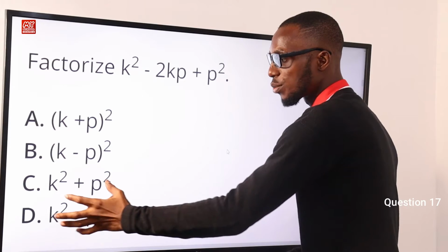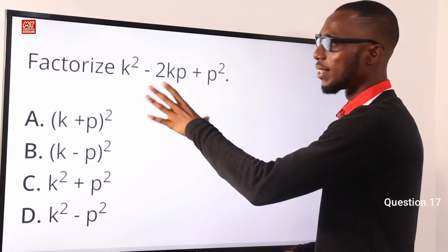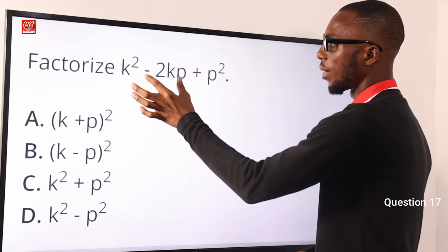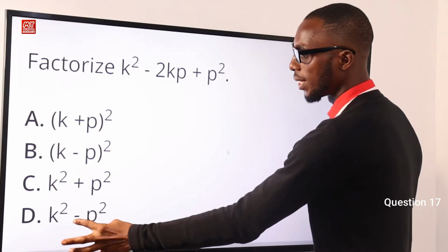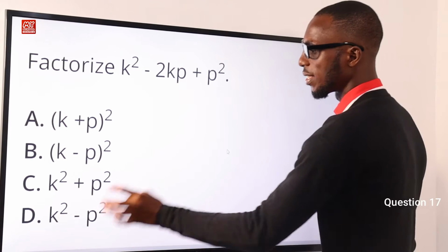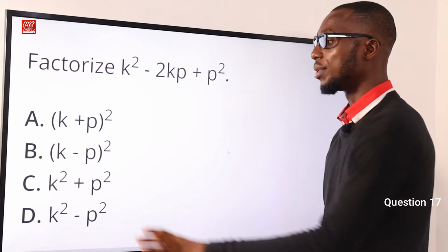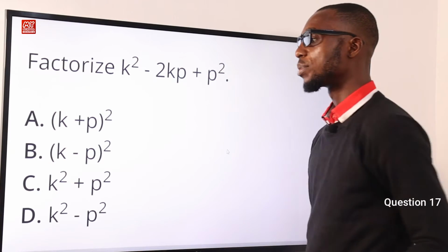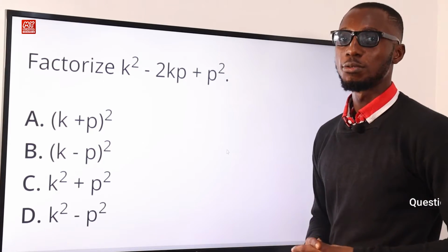When you look at the other options, k squared plus p squared is already settled, so it doesn't align with this, so it is gone. Minus 2kp is absent in that one. The same thing as well for this one: this is minus, this is positive, so this is out of it, and 2kp is absent as well. So the correct option here is option B, k minus p, close bracket, raised to power 2.